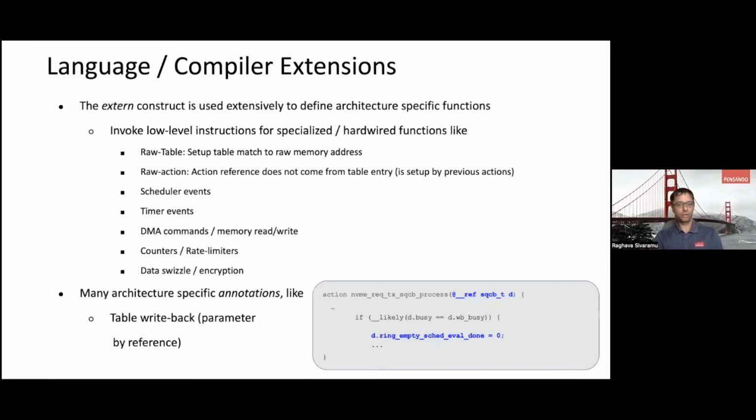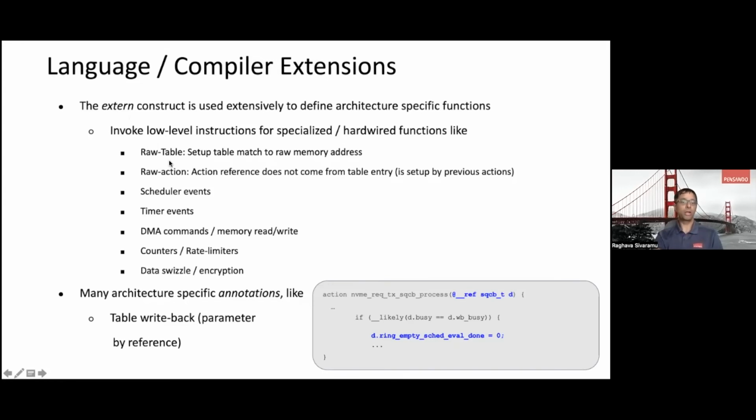So coming to the language/compiler extensions, a lot of these are not language extensions that we talk about here. It's mainly the P4C front end; we didn't have to extend it a lot to be able to achieve the programming of NVMe or TCP layer applications. But we'll start with describing the externs that we have leveraged. These are architecture-specific externs that we have implemented.